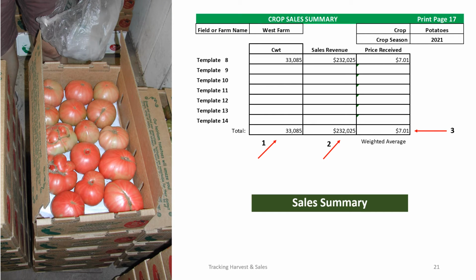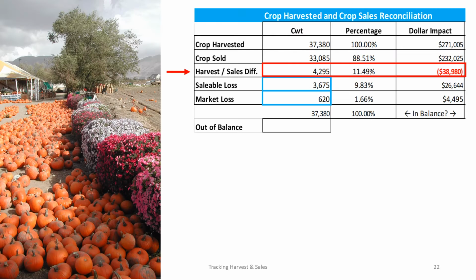The crop sales summary is located at the bottom of all the sales templates. 1. Illustrates 33,085 hundredweight sold. 2. The total sales revenue of $232,025. And 3. The weighted average price of all sales at $7.01 per hundredweight.